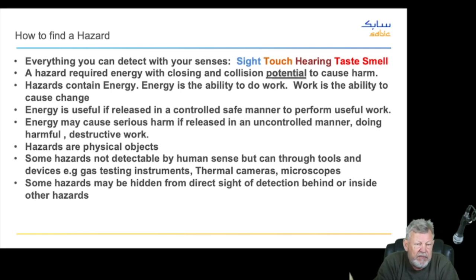Energy is useful if we use it in a controlled fashion, but it's harmful if it just gets out in an uncontrolled fashion. Energy can cause serious harm if it's released in a harmful fashion. But we have to be reminded that hazards are physical objects. The moment that I start talking about the chance of something being there, then I'm talking about risk, because risk is considering the likelihood or the chance of something happening and the consequence if it does happen. So if you say there's a possibility that something, then you are talking about risk. You're not talking about a hazard anymore.